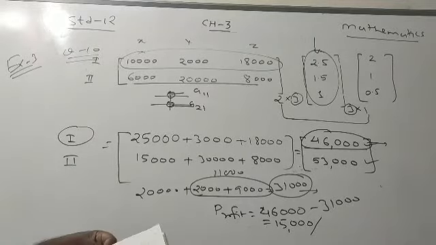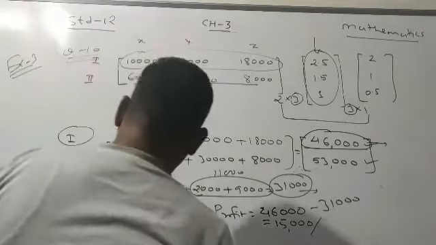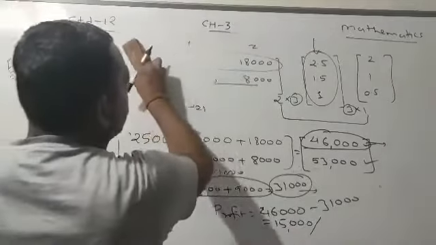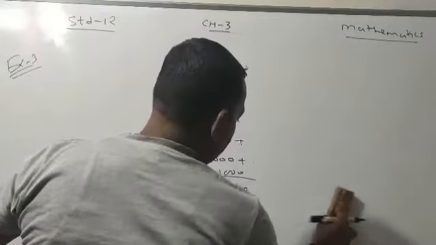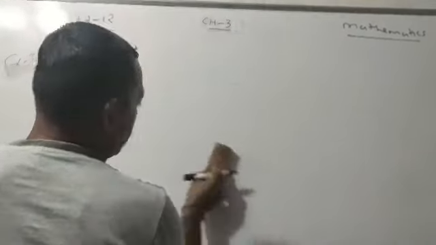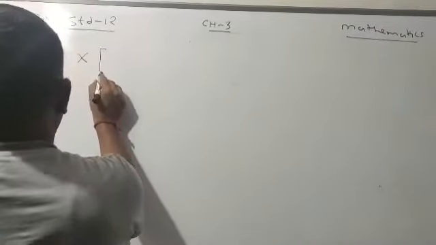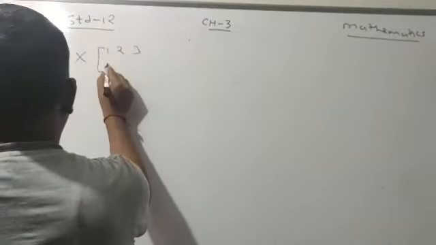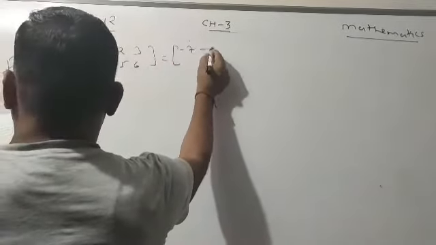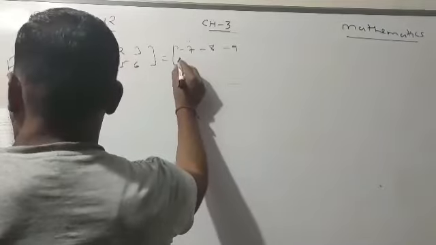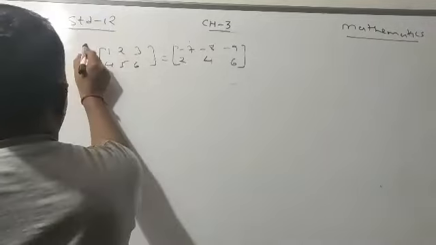Now, the next question is question number 11. Now, I will solve question number 11. See, in question number 11, I will give you the hint. I will not solve the whole question because it is again a question of matrix multiplication. See, the question is like this. X into [1, 2, 3; 4, 5, 6] is equal to [-7, -8, -9; 2, 4, 6]. Then find the matrix X. We have to find this X.